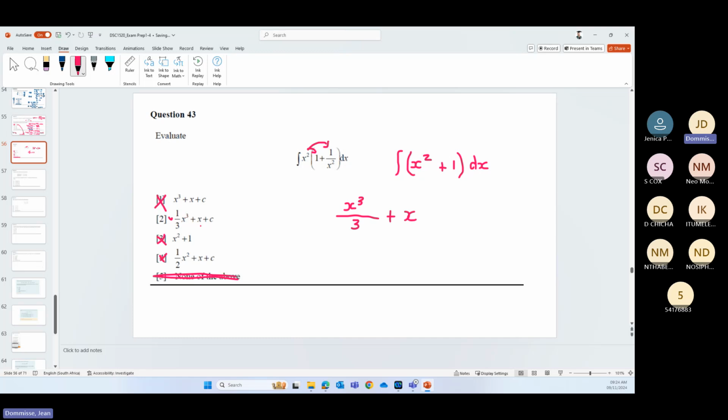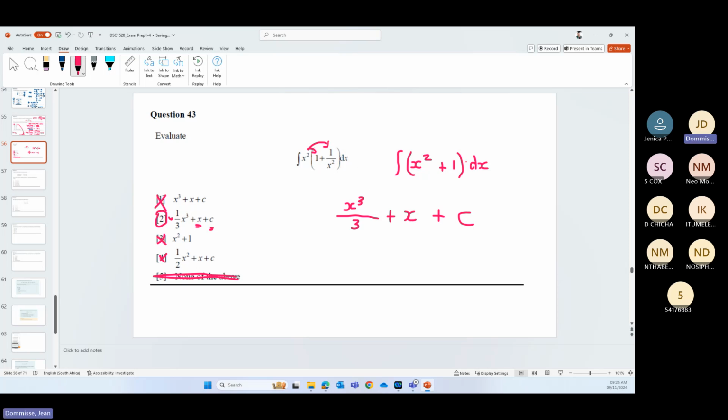So let's just make sure there it still is, and then remember we don't know if there was a constant, so we always just add the c to the equation because we don't know if there was a constant or not. So then we just need to add that. So option 2 is our final answer.